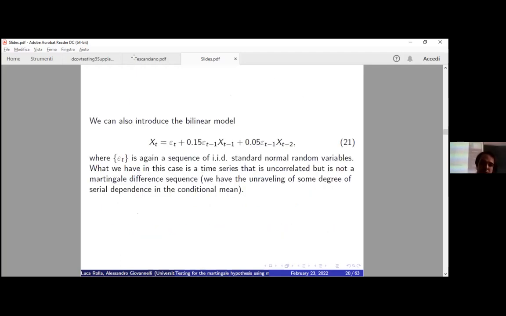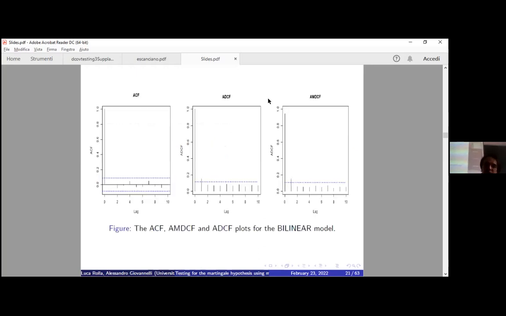If we instead consider a model like the bilinear model, we have that the bilinear model gives us series that have zero autocorrelation, but still have some nonlinear dependence in the conditional mean. And this emerges by looking at the auto-distance covariance and auto-martingale difference divergence in here. Okay, you can see for the bilinear model, you have zero autocorrelation.